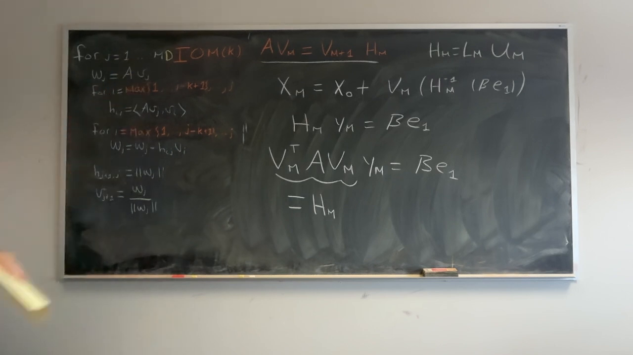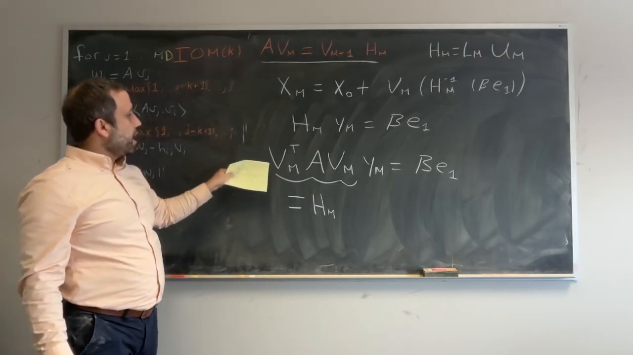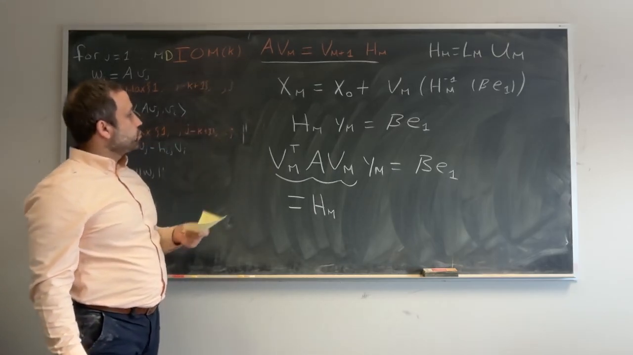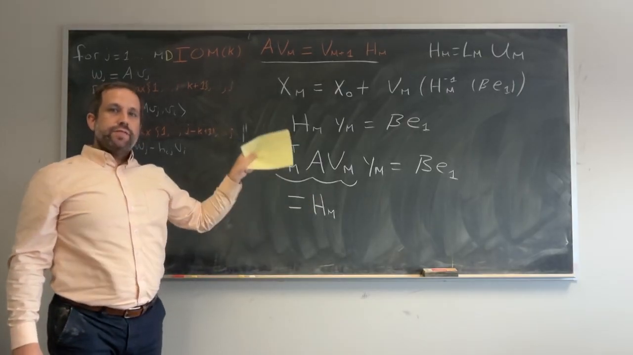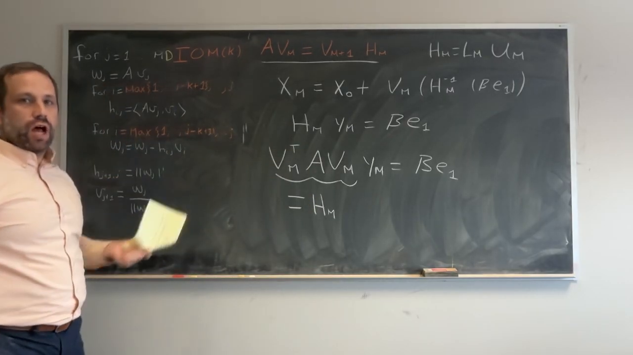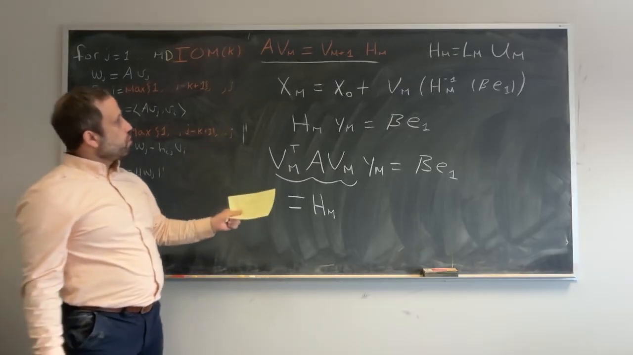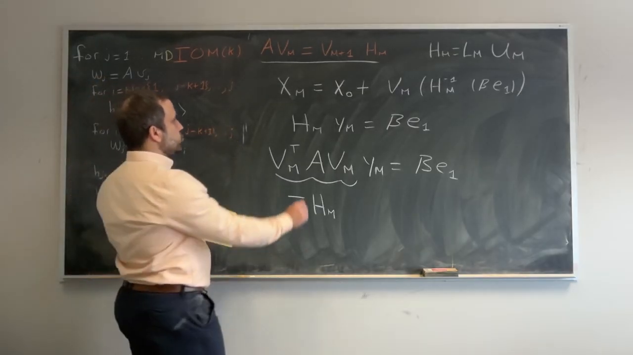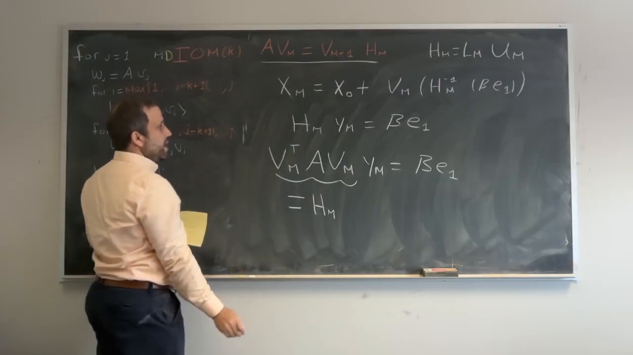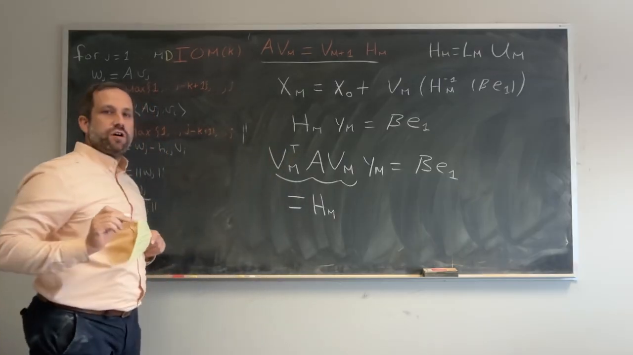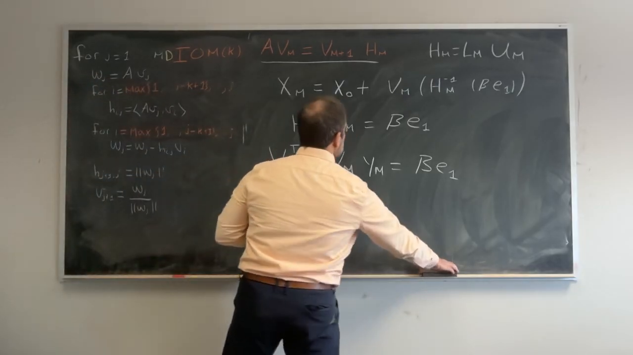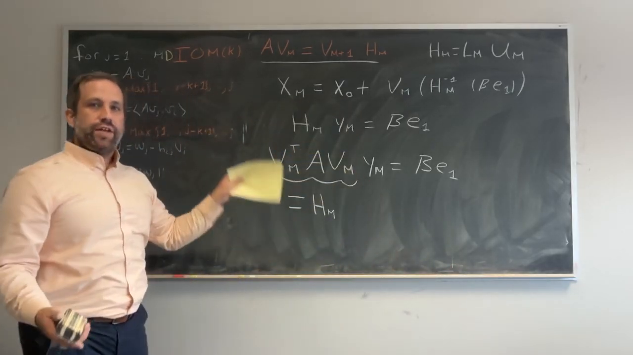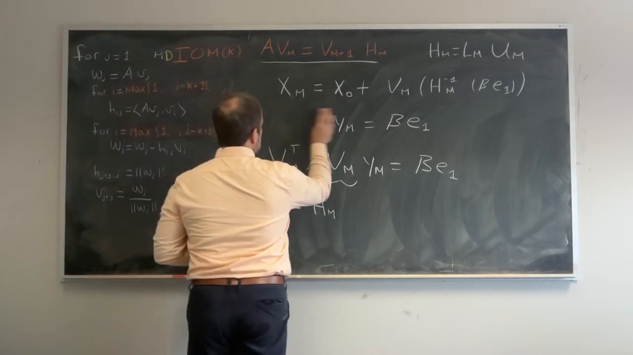This identity right here, as I mentioned, is simply true by the way that we're constructing things. So this identity is true in IOMk. But in order to go from this identity to this identity by multiplying both sides by V_m transpose, you need the V_m matrix to be orthogonal. That's true in FOM, but it's not true in IOMk. So in other words, I need to explain to you why solving this system is equivalent to solving this system in some sense, even in the incomplete orthogonalization method. That is what I should have done in the previous video, and that I am going to do in this video now.